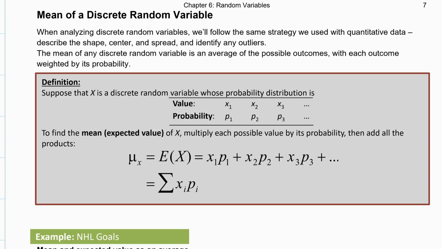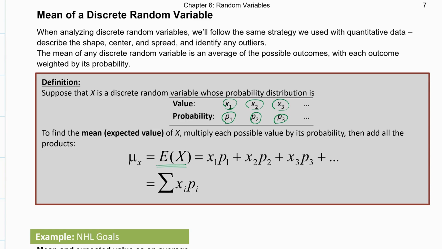A discrete random variable, as you recall, has a bunch of outcomes that have gaps in between. And for each one of those outcomes, there's a probability associated with it. If we want to find the mean, which is also sometimes called the expected value, we take the data value, x, and we multiply it times its corresponding probability, p. And we'll add up all of those products and we'll get the expected value.